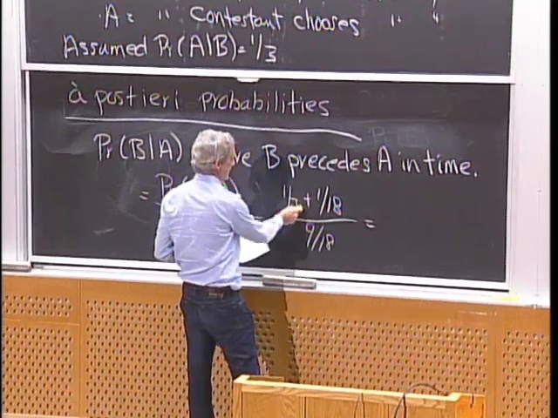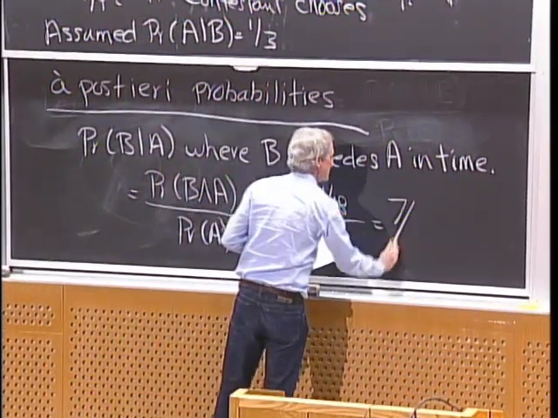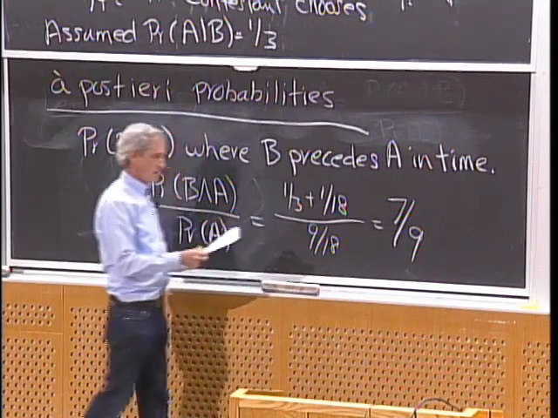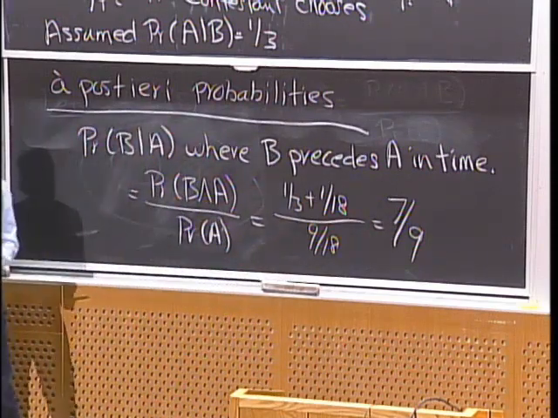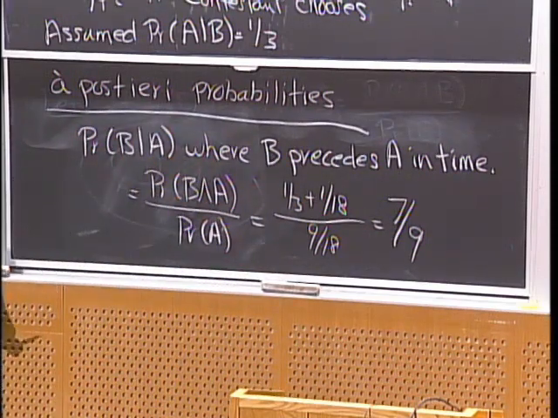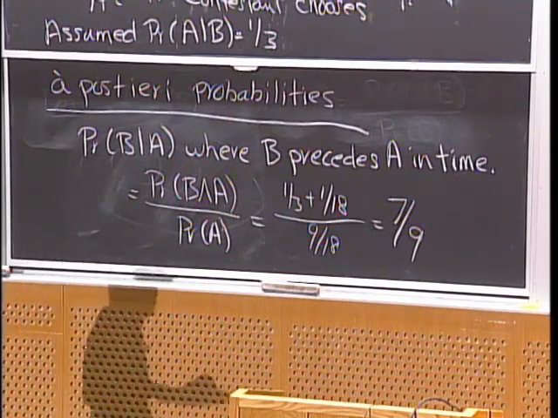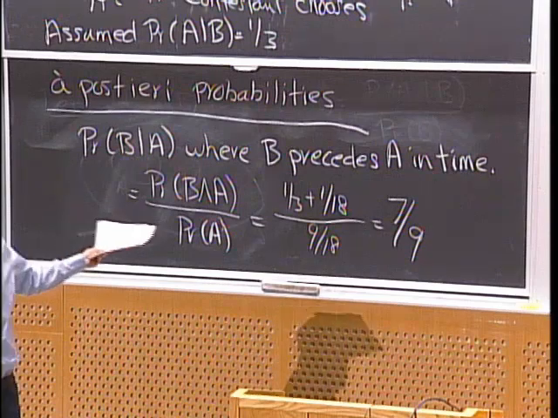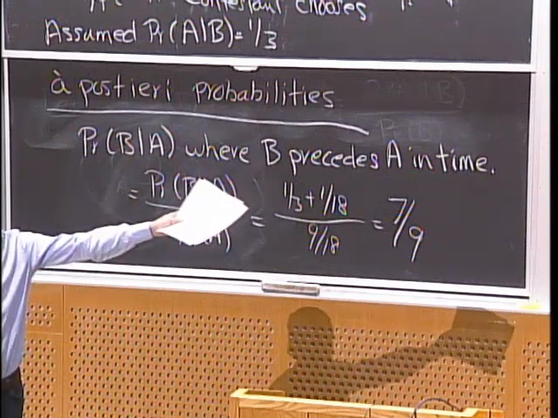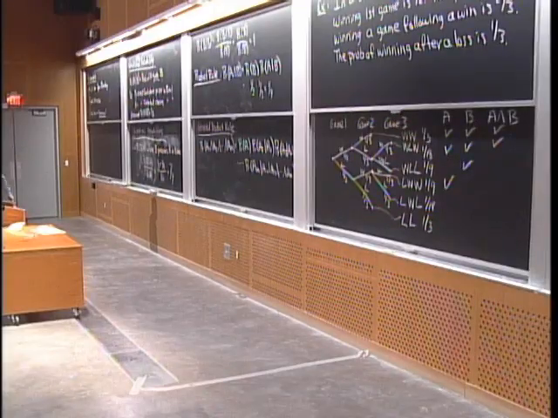Well, this was 7/18 over 9/18. It's 7/9. So the probability of winning the first game, given that you won the series, is 7/9. Anybody notice anything unusual about that answer here? It's the same as the answer over there. Is that a theorem?